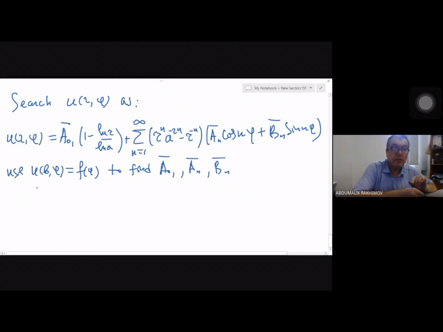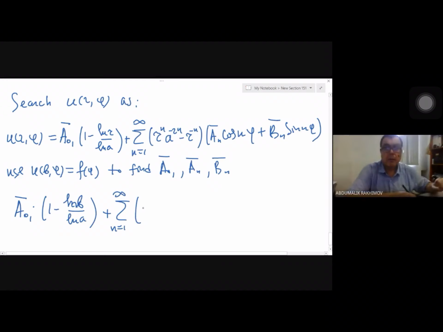So what is the U(B, phi)? If you substitute B, it will be A01 bar times (1 minus ln B over ln A), right? ln B over ln A, plus the sum from n equals 1 to infinity. So what will this be when R is B? B to the power n, A to the power minus 2n, minus B to the power minus n.